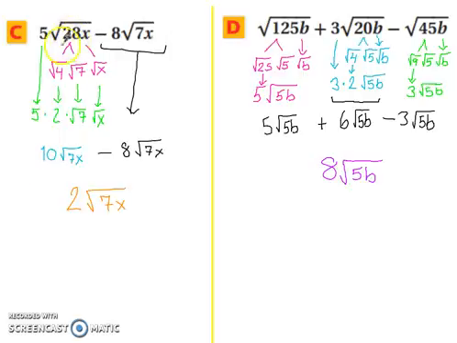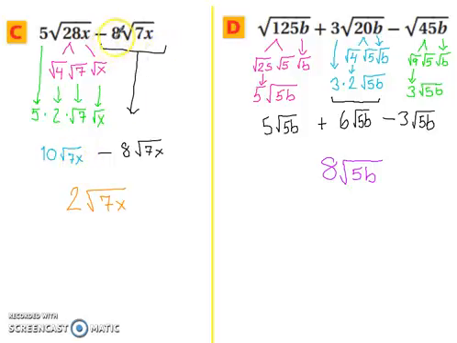Okay, so this first term, we can break that down. So we have the square root of 28x. That breaks down into the square root of 4 times the square root of 7 times the square root of x. We know that the square root of 4 is 2. So 5 times 2 is 10, and we can't do anything with the square root of 7 or the square root of x. So we're going to stick them back together underneath our square root symbol.